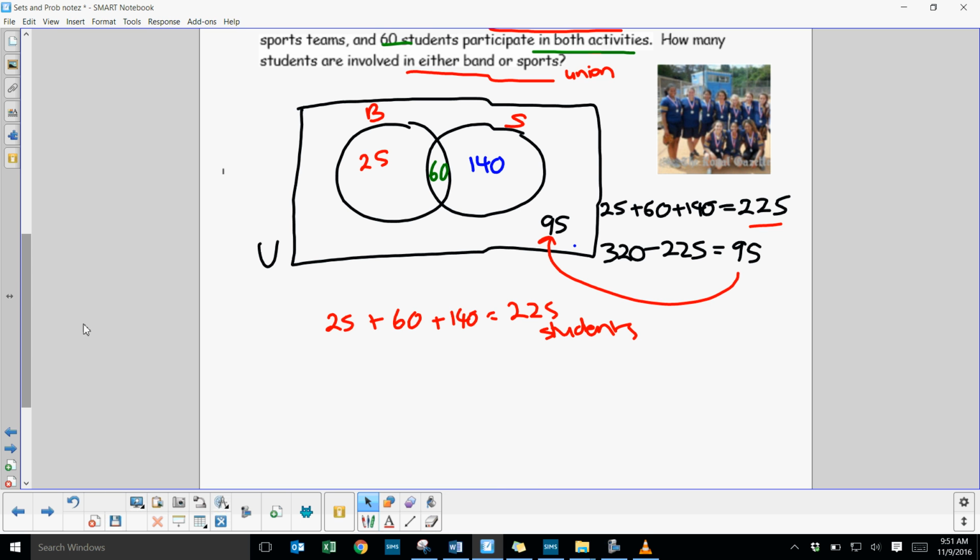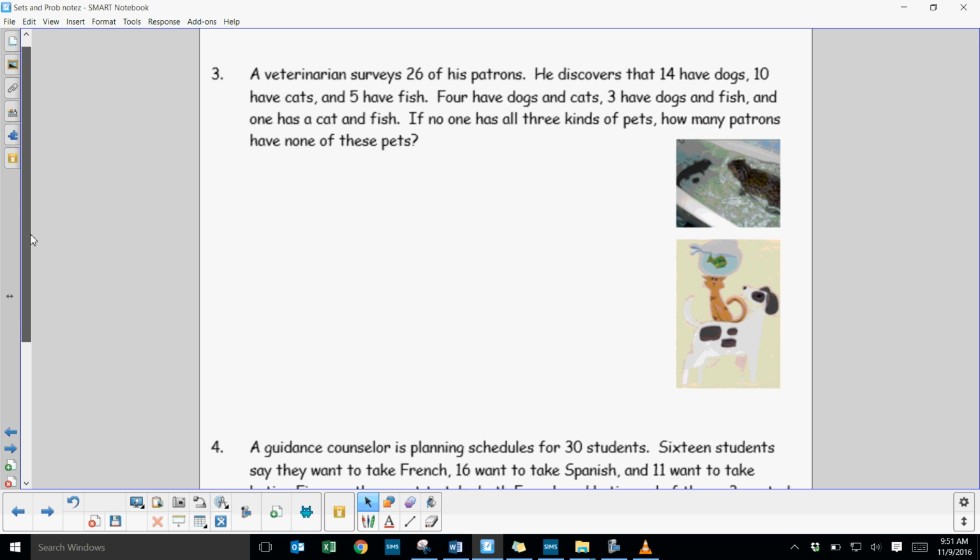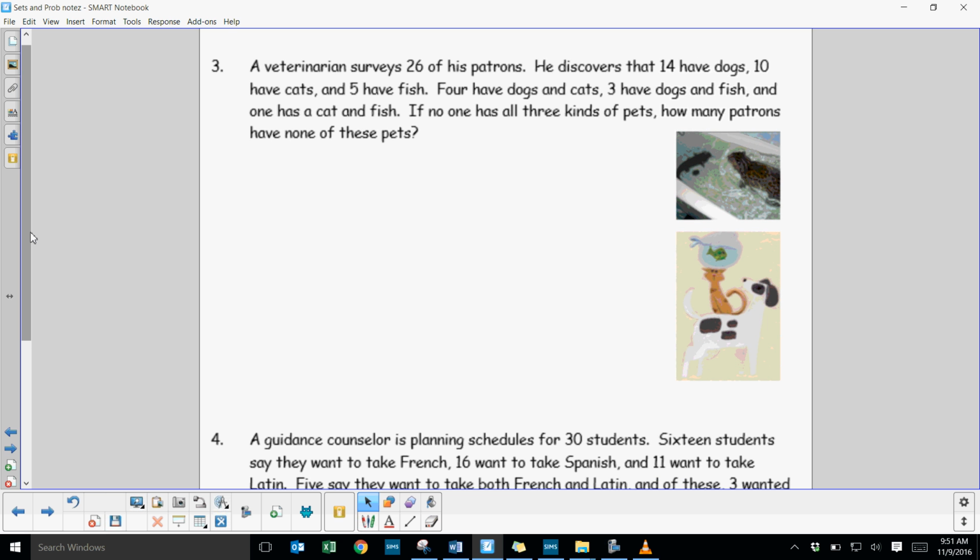And now let's move on to the last page in our notes for today. Last examples. Okay, 3. A veterinarian surveys 26 of his patrons. He discovers that 14 have dogs, 10 have cats, and 5 have fish. So this could be a Venn diagram with 3 overlapping circles potentially. 4 have dogs and cats, and so on. If no one has all 3 kinds of pets, how many patrons have none of these pets?